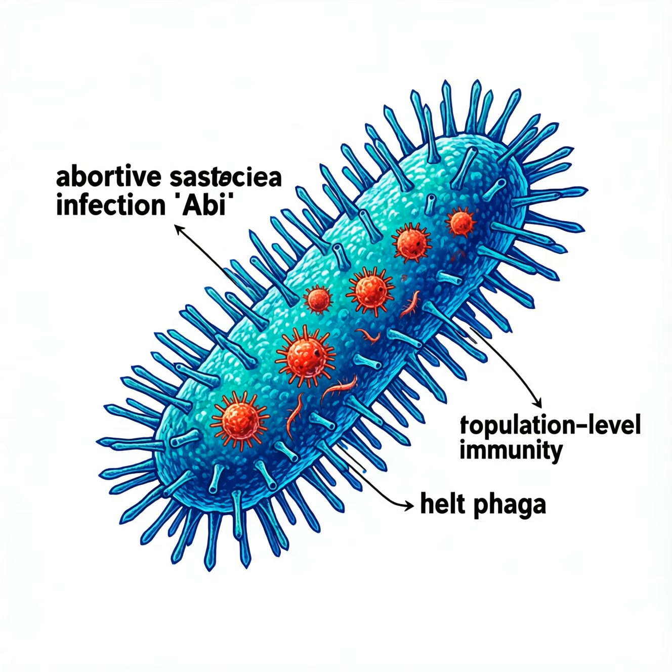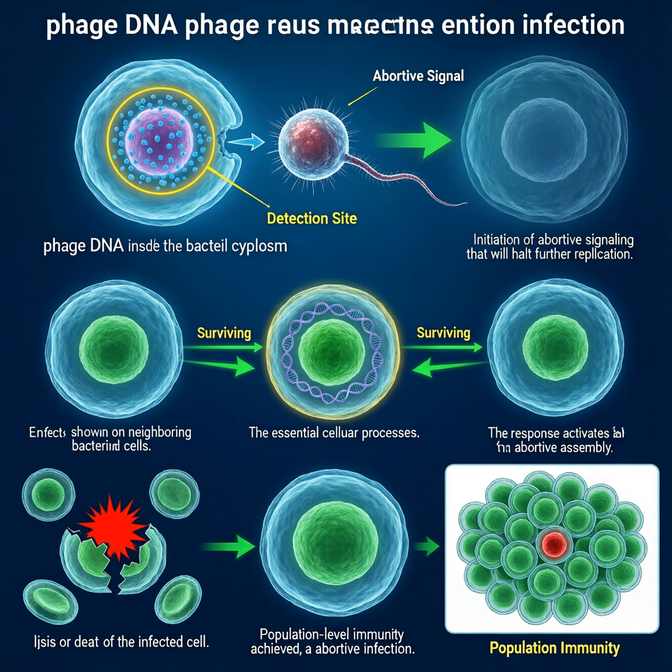When viral DNA enters the cytoplasm, host sensors detect foreign nucleic acids and trigger a rapid response. The response activates a cascade that shuts down essential cellular processes, preventing virus assembly. This self-destruct mechanism is irreversible. The cell lyses or ceases division within minutes of infection.